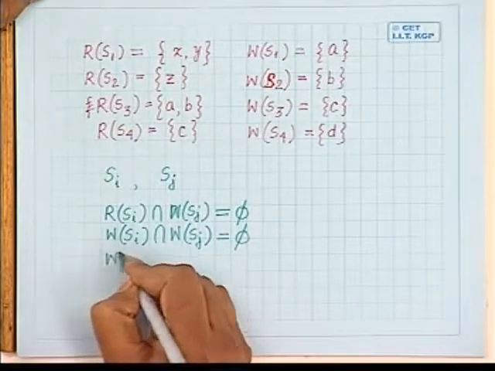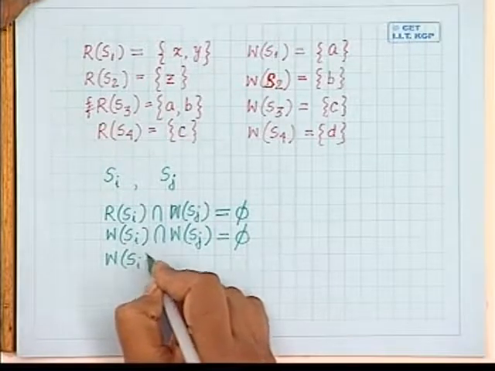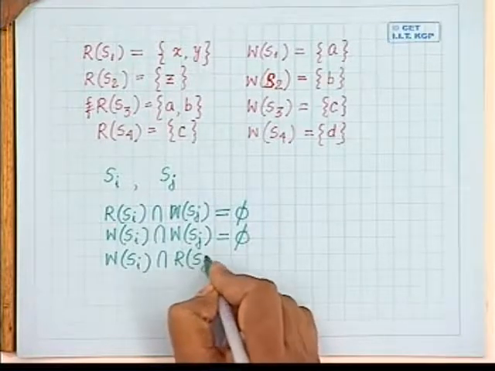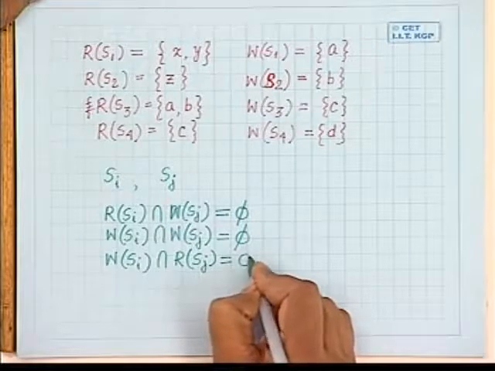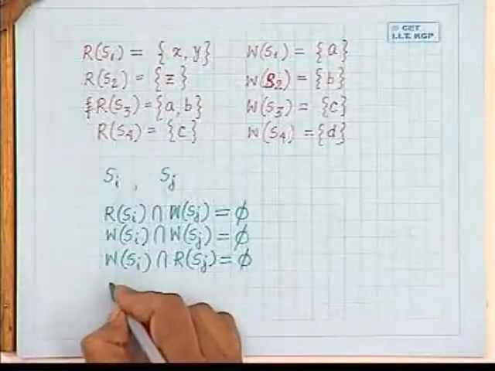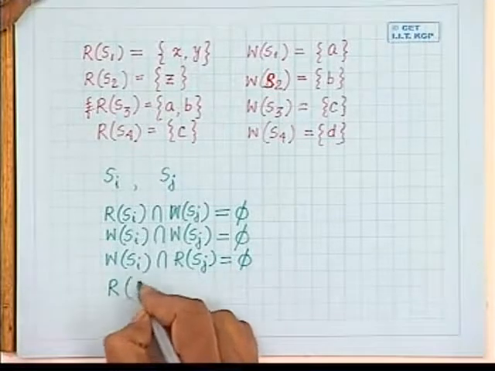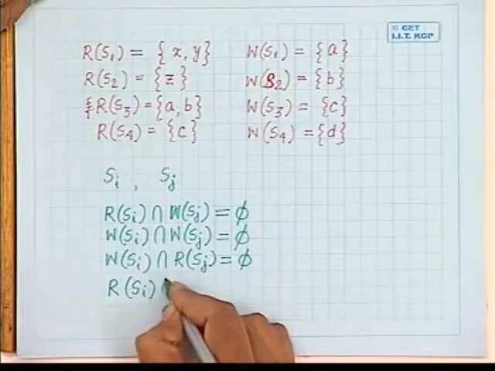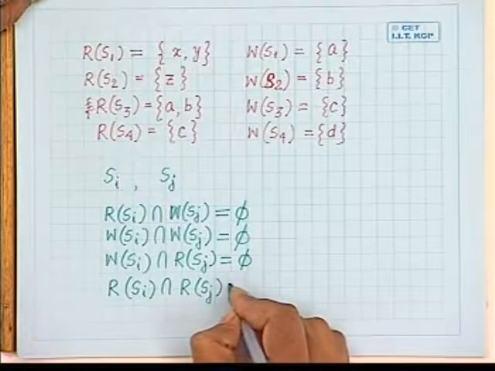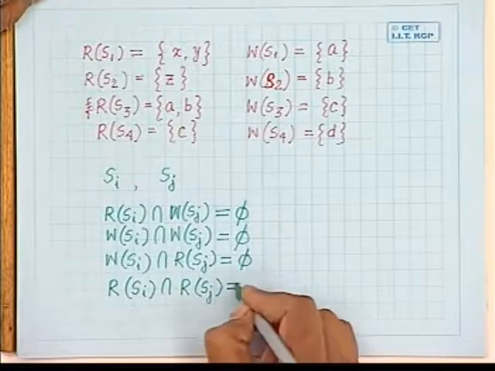Similarly, the write set of Si intersection with the read set of Sj should also be null. However, if the read sets intersect, that does not prevent the two statements from executing concurrently. So the read set of Si intersection with the read set of Sj may be null or it may not be null.